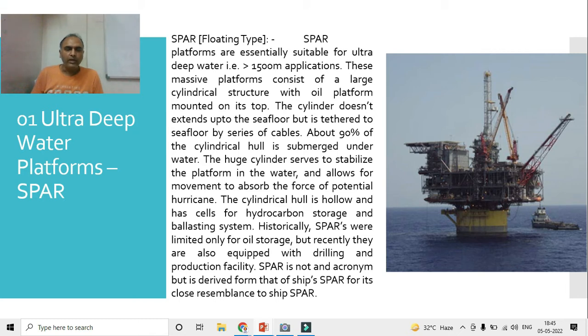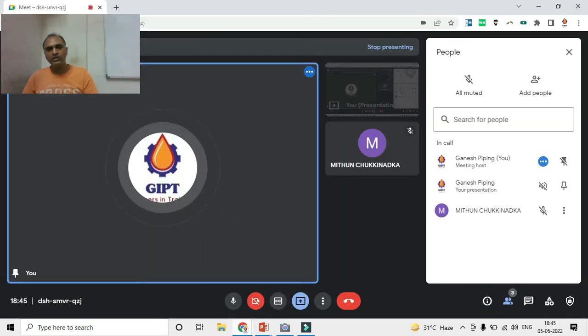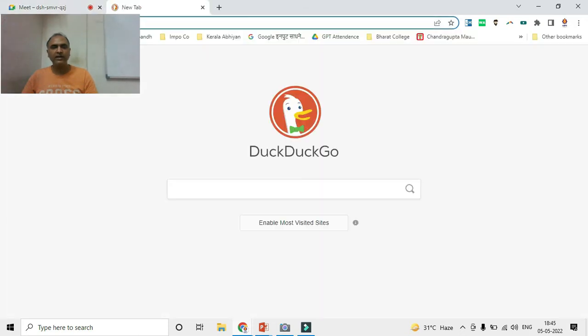Okay, so historically spars were limited only to oil storage, but recently they are also equipped with drilling and production facilities. Spar is not an acronym, meaning a short form, but is derived from the ship spar for its close resemblance to a ship spar. So if you want, I can share what the ship spar is here.